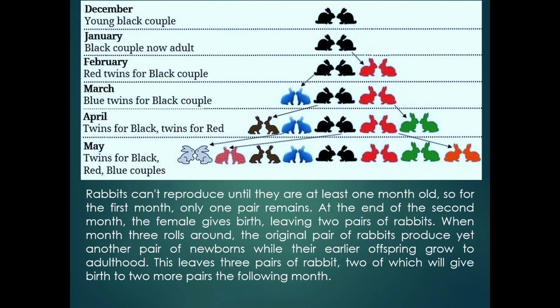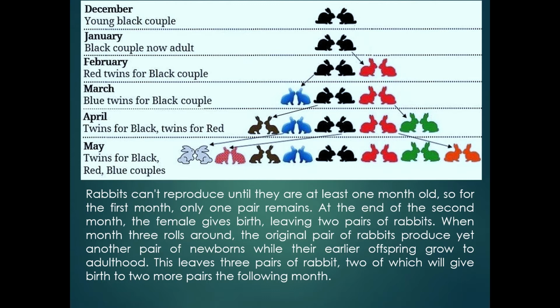Okay, it's blue color. We denote it by blue color. So now in March there is the original one, the black, then their first set of offsprings, the red color, and now the initial pair give birth to another pair, blue color. So there are now 3 pairs of rabbits.